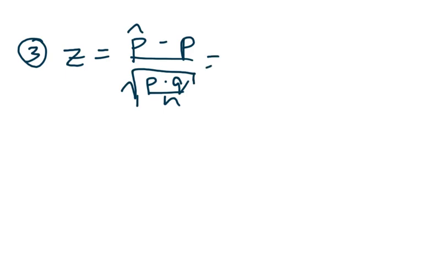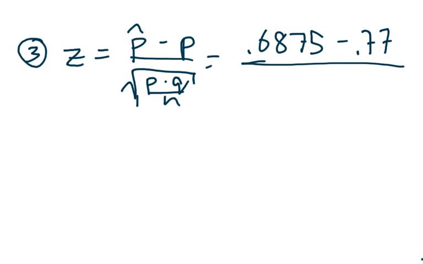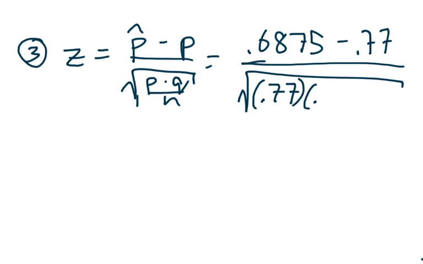Okay, so we're going to plug in 0.6875 for our sample, all right? And here's 0.77 for the hypothesized population proportion. We're plugging into this radical here. We've got 0.77 for P, 0.23 is what Q has to be, and we're dividing that by our sample size, which is 80. And so turning to the calculator, we get negative 1.75.